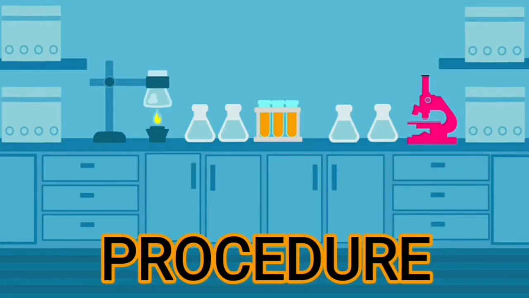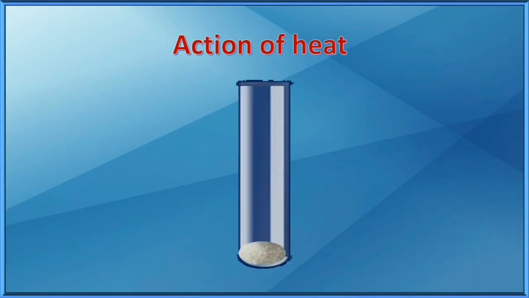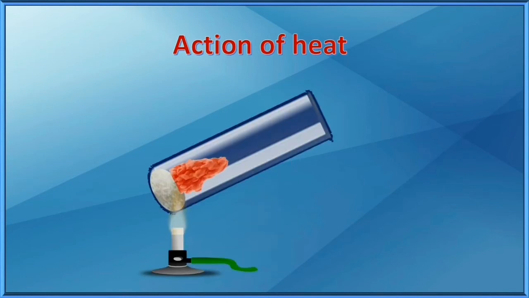Come children, we'll start with the preliminary test. In a test tube, take a small amount of salt and heat it strongly. A reddish brown gas evolves with a fishy smell. This indicates the presence of nitrate salt.